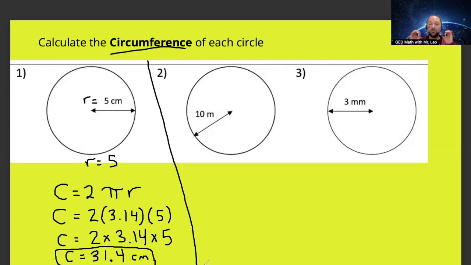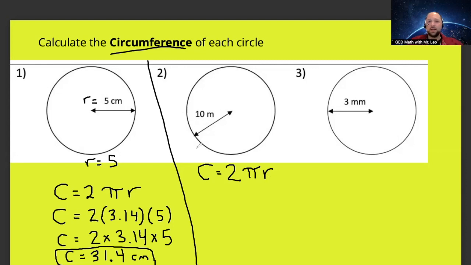Now we start with the very important first step. Always write the original raw formula. C equals 2 pi r. Trust me, you want to write that every single time for every question. It will help us stay organized.